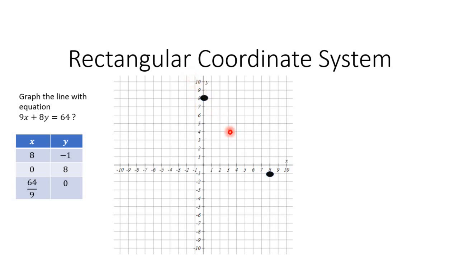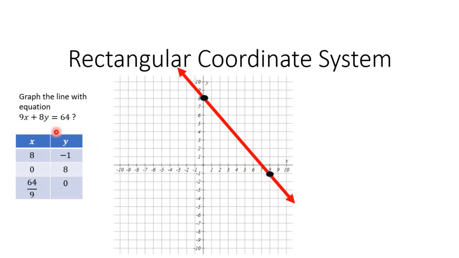We're just going to connect these two points that we have here, and that will be the graph of the line, the equation 9x plus 8y equals 64. If you complete the table of ordered pairs and plot any two ordered pairs, when you connect those two dots, you will have graphed that line.